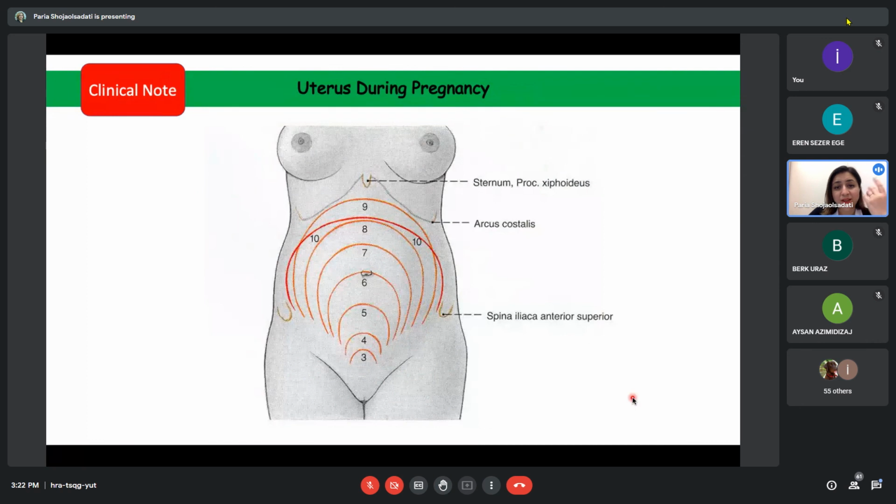During a pregnancy, the uterus becomes greater and greater, comes up and comes out of the true pelvis. For example, at six months, the fundus comes to the level of the umbilicus. After that it goes up, and nearer to delivery, it comes to the level of the symphysis pubis. Excuse me, the xiphoid process.